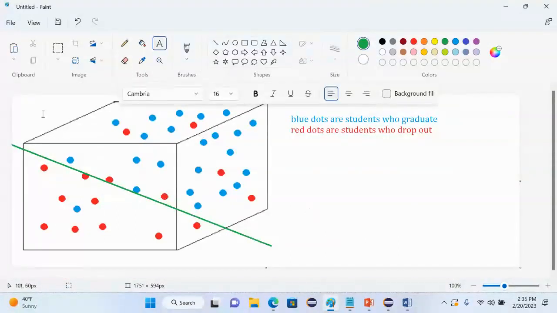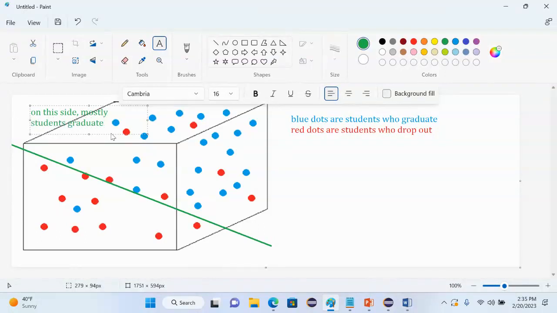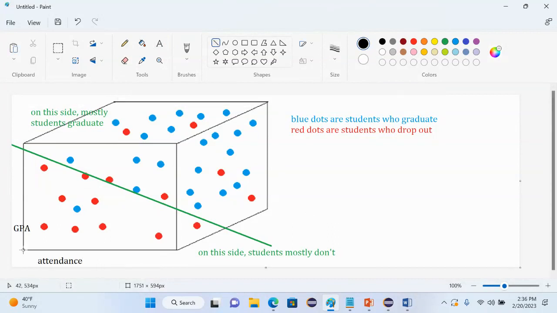So on this side, mostly students graduate. Okay, and then on this side, students mostly don't. All right, and the axes of this cube are those 3 variables. So I'm just going to mark them down. This one is GPA. The y-axis is GPA. The x-axis is attendance, and then I'll do one more for the z-axis.